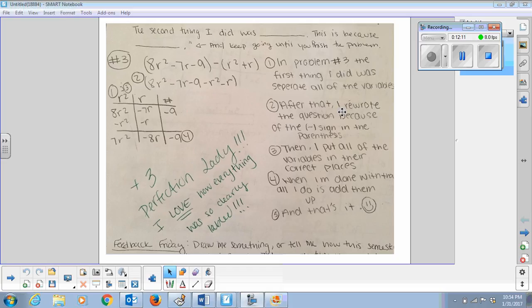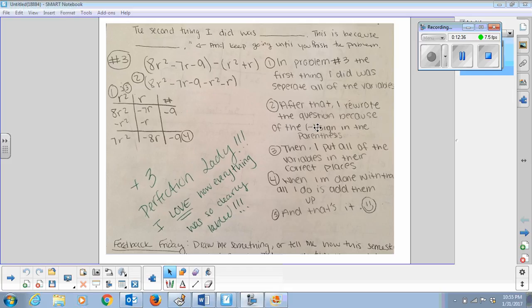Then we have number 2. After that, I rewrote the question because of the negative sign in the parentheses. Beautiful. So right here, she's showing that we went from 2 separate parentheses to getting rid of that, and then she distributed that negative throughout. So nothing changed here. I see the negatives, and she told about it over here.